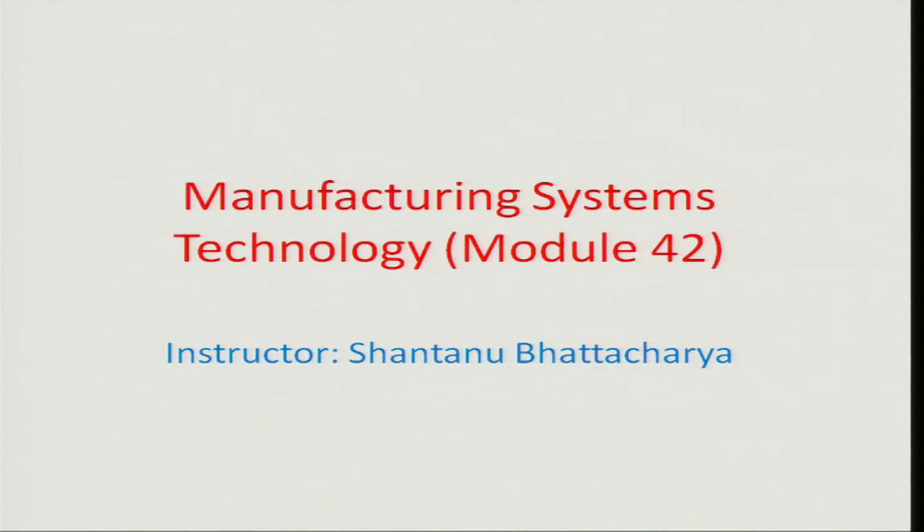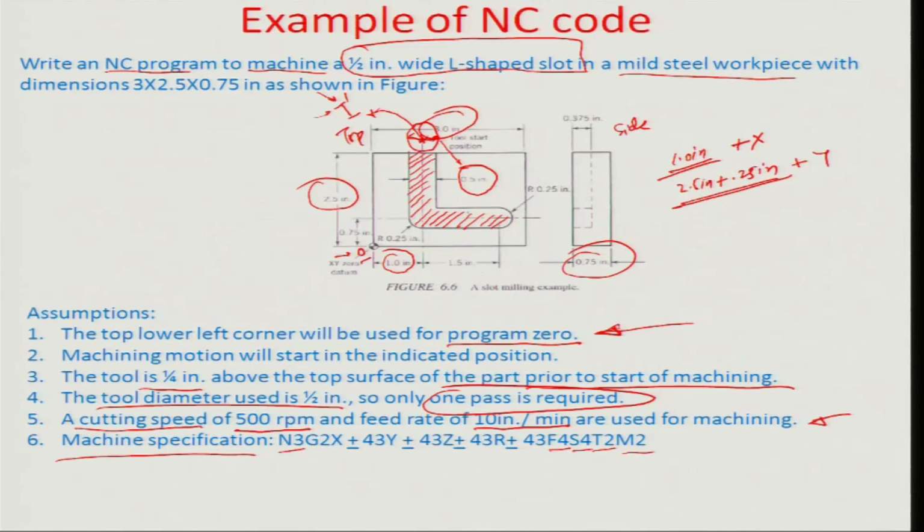Quick recap of what we were doing. We were trying to write an NC code for the particular situation shown in this question, where a slot milling operation is carried out and an L slot needs to be developed in a block which has been given as 3 by 2.5 by 0.75 inches. Certain assumptions have also been made, including the location of the program 0, which is at the lower left top corner of the block surface.